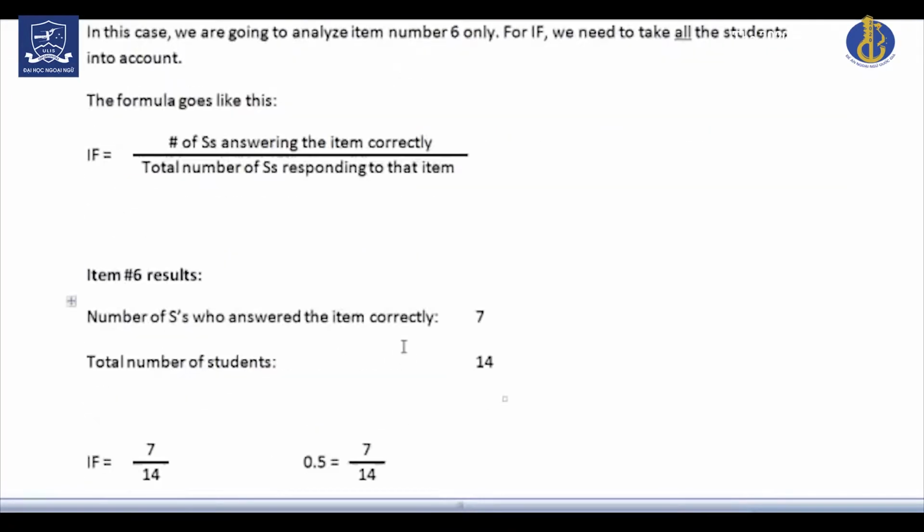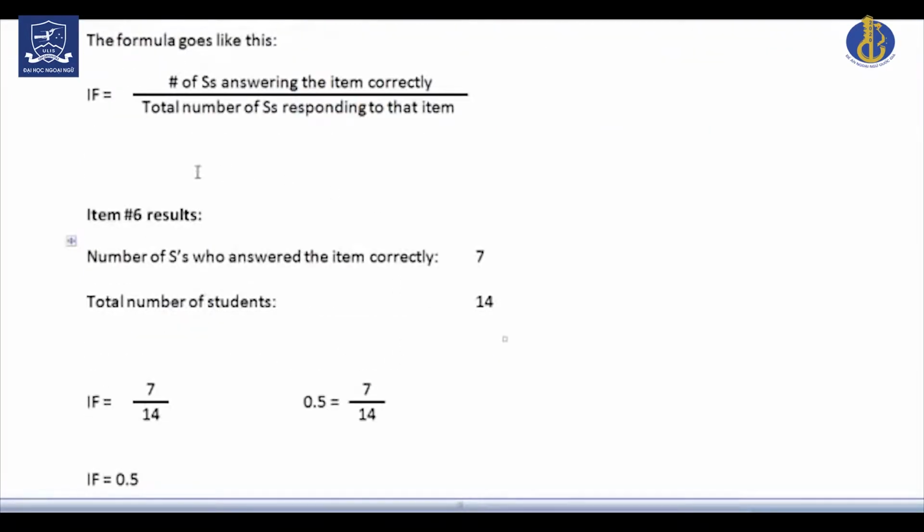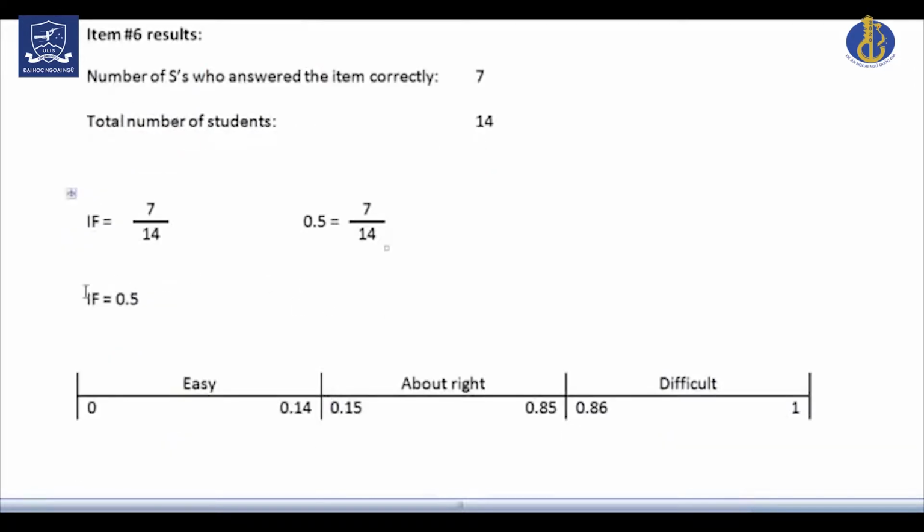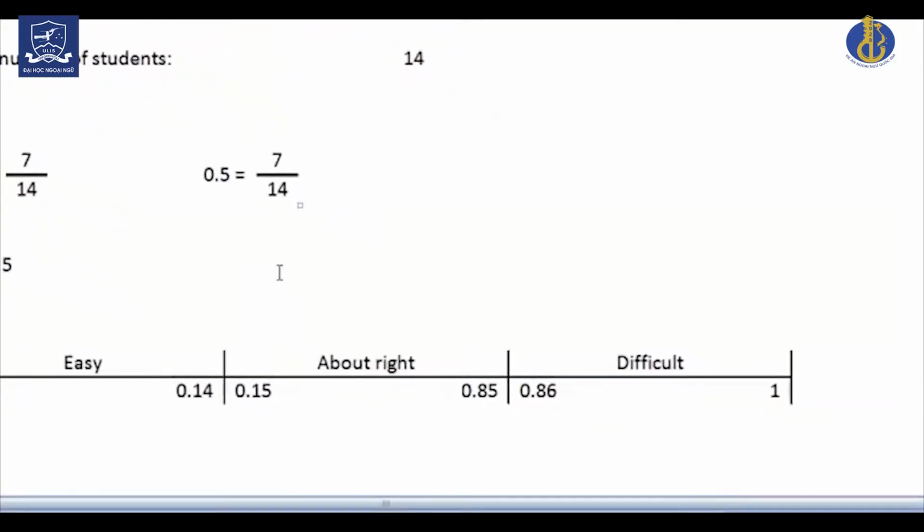So in this case, item 6, we have that the number of students who answered the item correctly is 7, and the total number of students, as I said before, is going to be 14. So if we divide 7 by 14, we are going to see that it's 0.5. 0.5 is going to be our IF or item facility number.